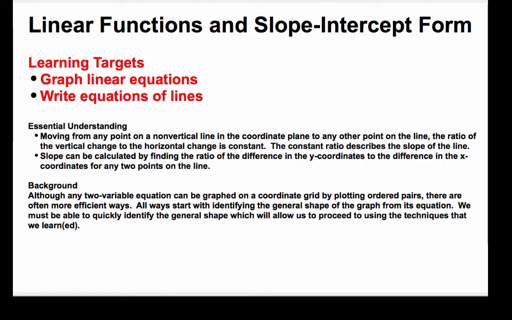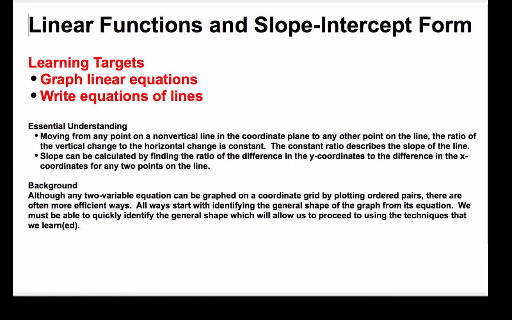Moving from any point on a non-vertical line in the coordinate plane to any other point on the line, the ratio of the vertical change to the horizontal change is constant. The constant ratio describes the slope of the line. Slope can be calculated by finding the ratio of the difference in the y-coordinates to the difference in the x-coordinates for any 2 points on the line.